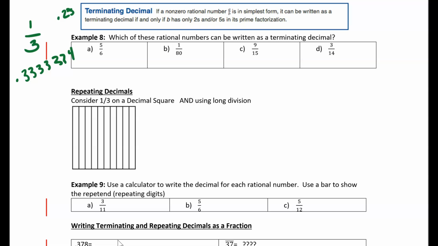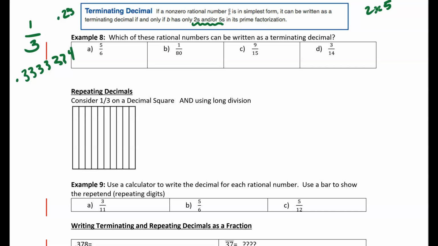The way we can tell if a decimal is terminating or not is we can look at the denominator and find its prime factorization. If the prime factorization of the denominator only has 2's and 5's in it, and think 2 and 5, those make 10, then we can write it as a terminating decimal. If there's any other number besides 2 and 5, then it's going to end up repeating.